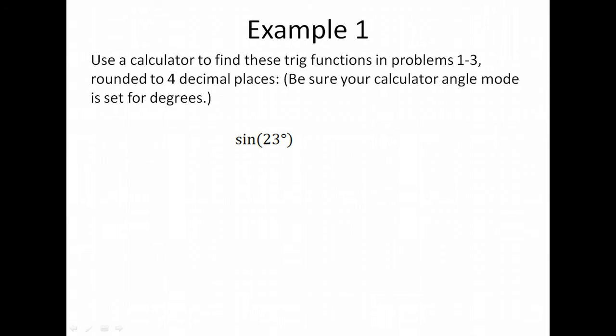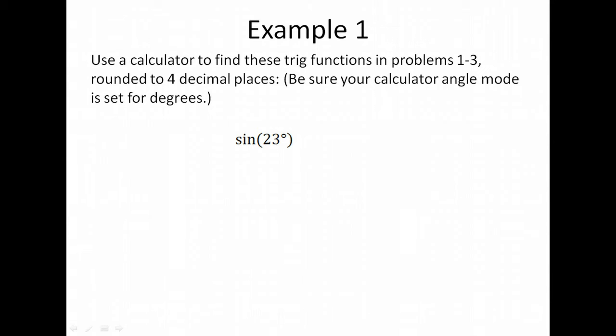Okay, example 1. You use a calculator. This is what they want you to do here. They want you to use the calculator to find these trig functions in problems 1 to 3. They want you to round them to 4 decimal places, and that's always standard when you're talking about the values of these ratios. So when they tell you they want you to find the sine of 23, you need to go to 4 decimal places and round it to that.